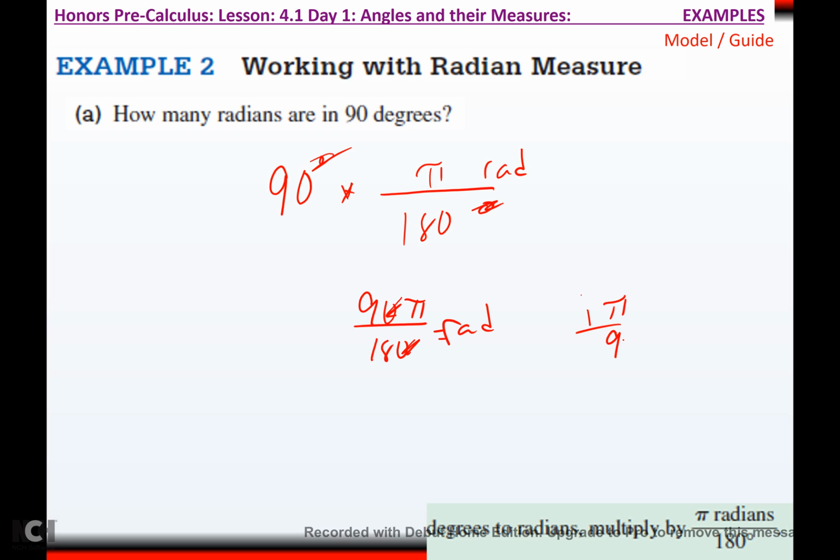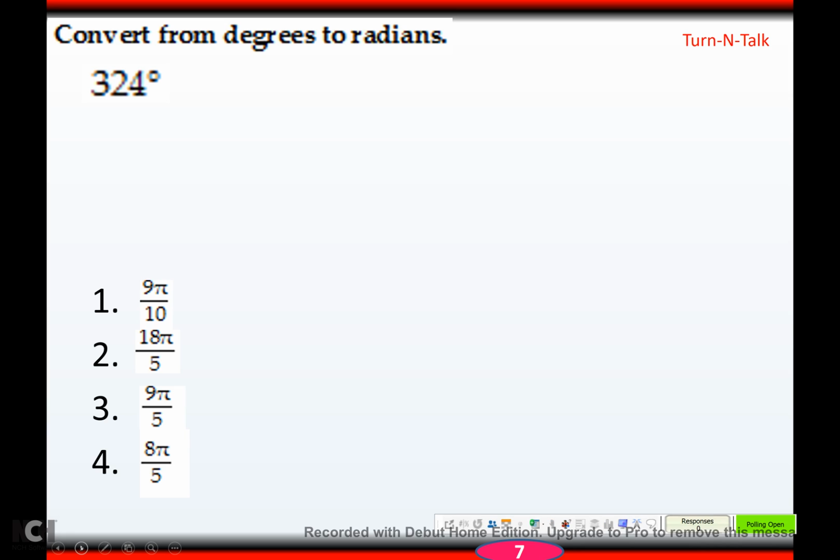So I get pi over 9. You could go decimal if you want, but a lot of times they'll just leave them in terms of pi. Alright, you try this one.